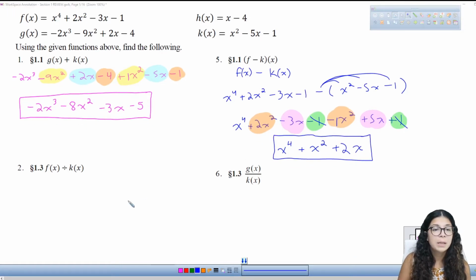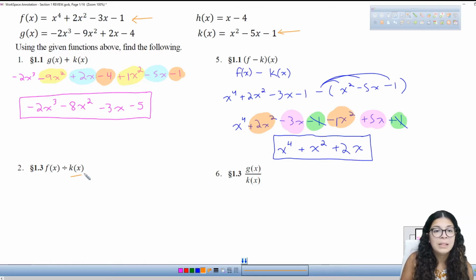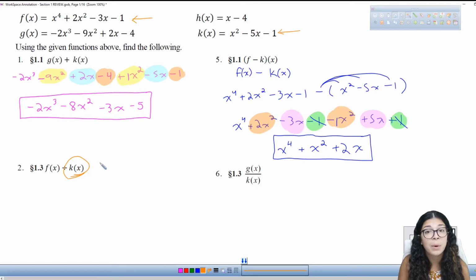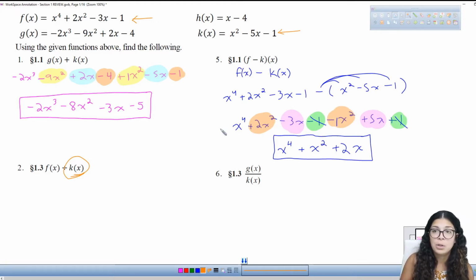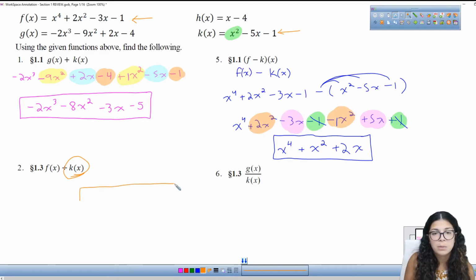Okay. Moving on to number 2. So now we are dividing f divided by k. We are taking f, which is this function right here, and dividing it by k, which is this function right here. Now remember, the divisor, if it has a coefficient of 1 and a power of 1, we can do synthetic division. But if it is not, then we have to do long division. So if you look at the divisor, we have 1x to the power of 2. So you won't be able to do synthetic on this one. We will have to do long division.